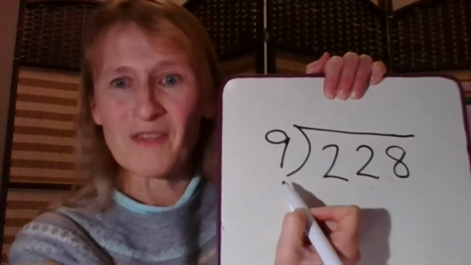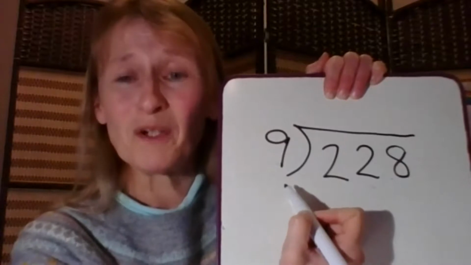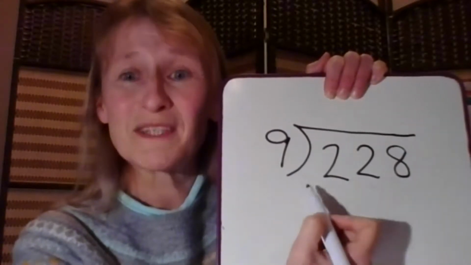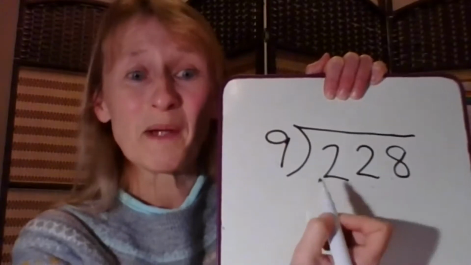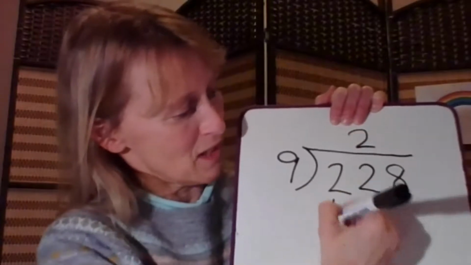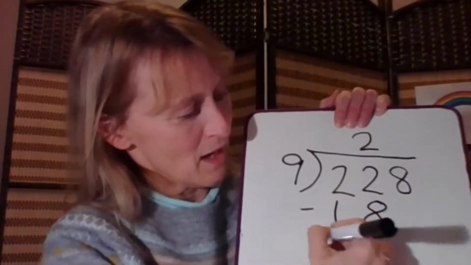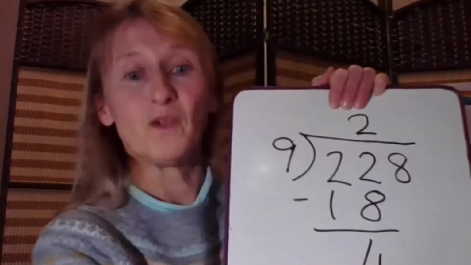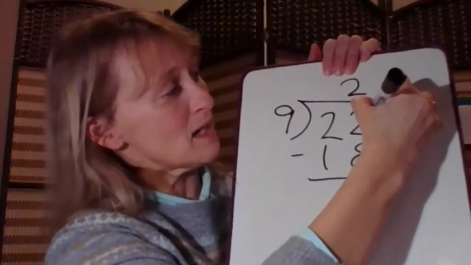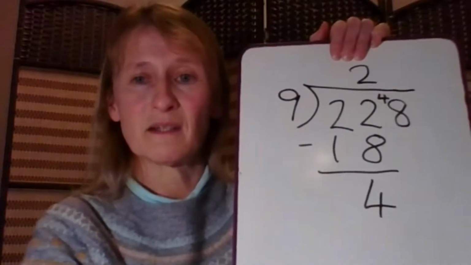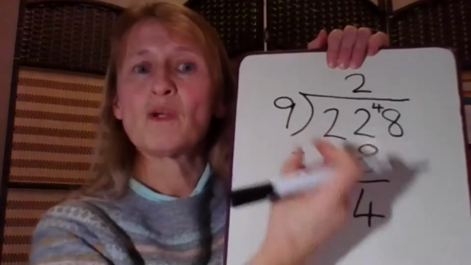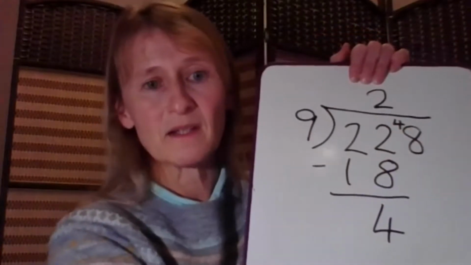Well, the first multiple of 9 is 9. The second one is 18, and the third one is 27. 27 is too big, so it must be 18. So 2 9s are 18, and I have 4 left over. So I put that 4 in front of the 8 to make 48. Now I'm looking for a multiple of 9 which is just less than 48.